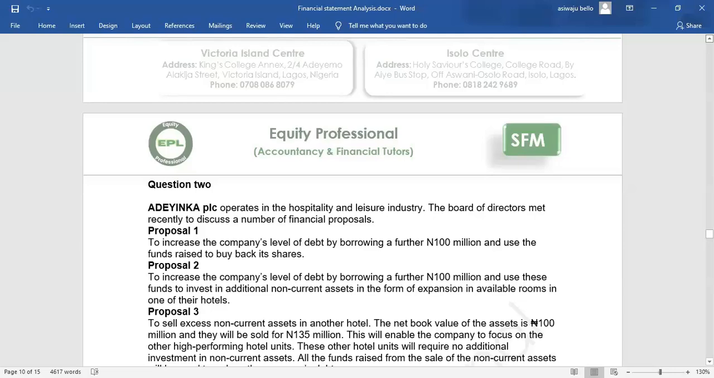The purpose of financial analysis is to assess or to evaluate a company's past performance and to predict the company's future financial prospects.